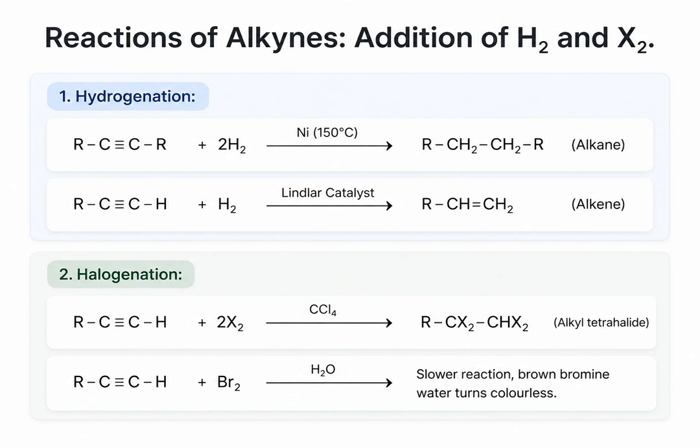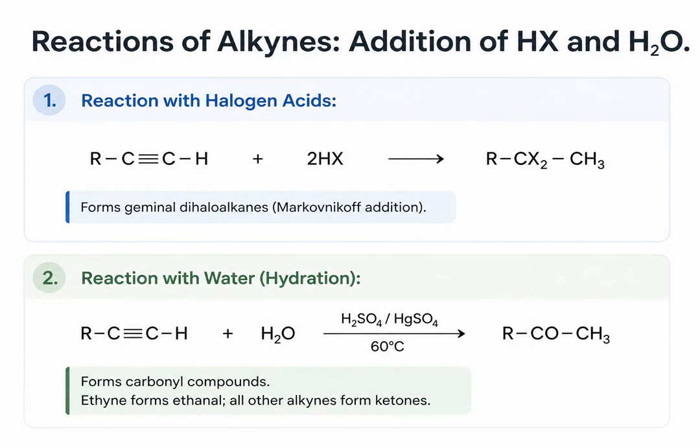Alkynes undergo addition reactions similar to alkenes, but they can react with two equivalents of the reagent. Complete hydrogenation with a nickel catalyst yields an alkane, while using the Lindlar catalyst stops the reaction at the alkene. When reacting with halogens in carbon tetrachloride, two molecules of halogen add to form a tetrahalide. Alkynes also decolorize bromine water, though the reaction is noticeably slower than it is with alkenes. When alkynes react with an excess of halogen acids, two equivalents add across the triple bond, following Markovnikov's rule, resulting in a geminal dihalide where both halogens are on the same carbon.